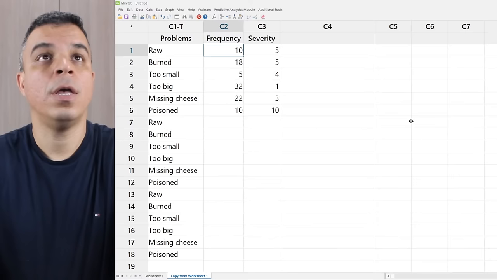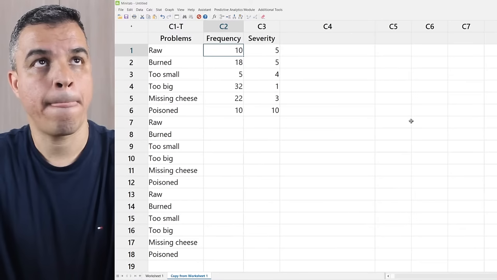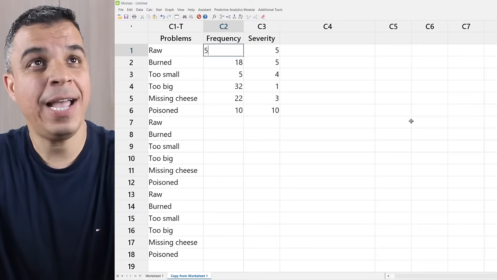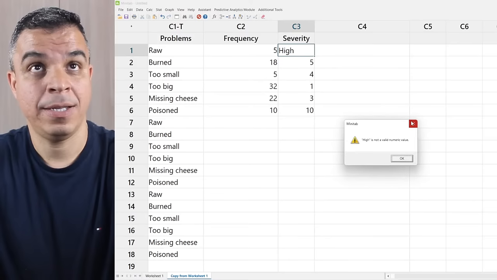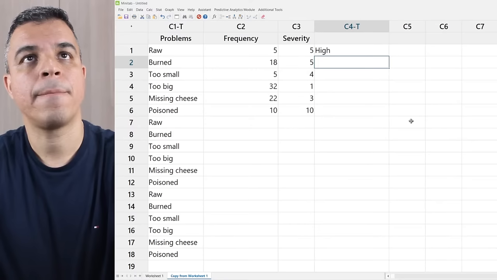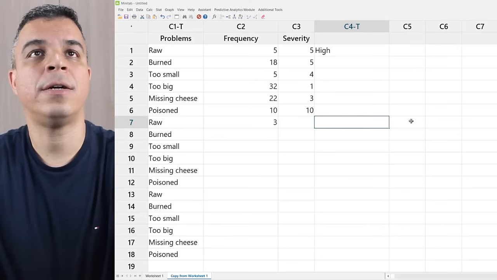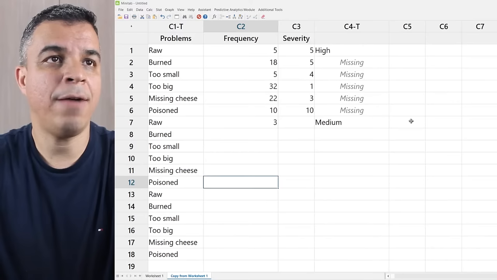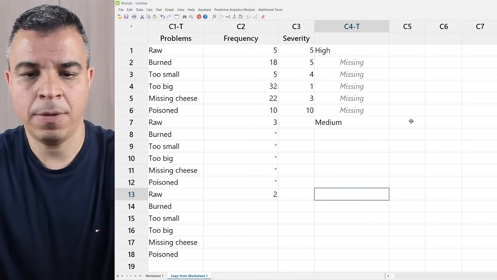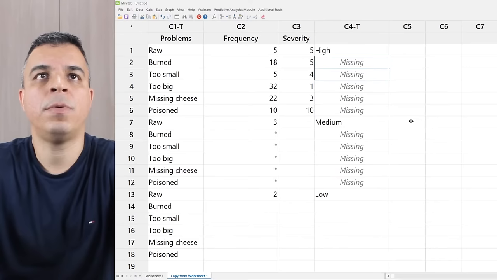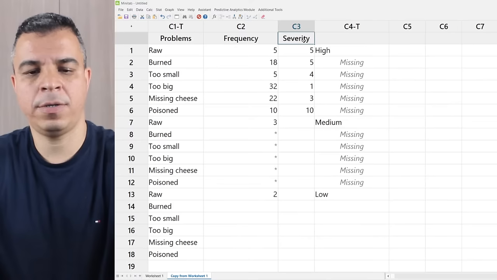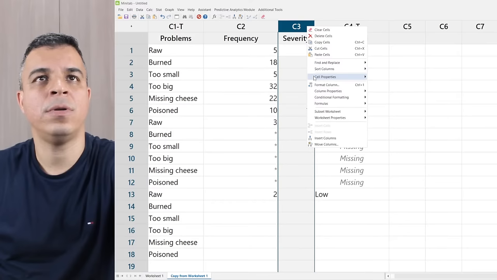You have 10, and out of the 10, you have 5 that are severity high. And then you have 3 that are severity medium, and then you have 2 that are severity low. You know? So probably you guys know where I'm going. Now I have a different way to express it, you will see.